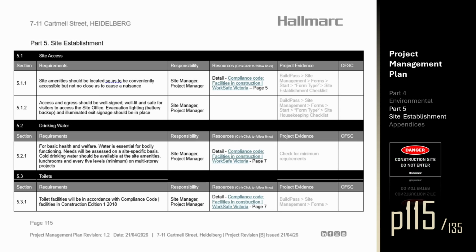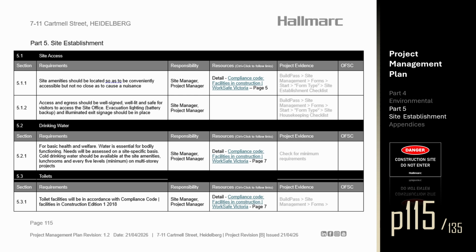Part 5. Site Establishment. Section 5.1. Site Access. Section 5.1.1. Site amenities should be located so as to be conveniently accessible but not so close as to cause a nuisance. Section 5.1.2. Access and egress should be well signed, well lit, and safe for visitors to access the site office. Evacuation lighting, battery backup, and illuminated exit signage should be in place.